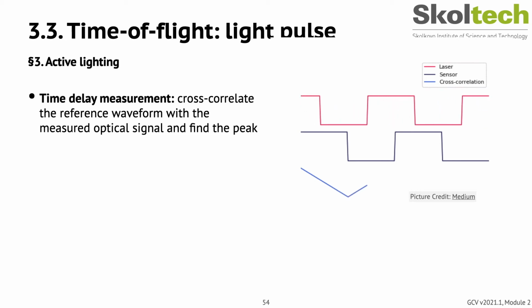This requires precise calculation of the time shift between the two signals. One approach to calculating the shift is to simply cross-correlate the reference waveform with the measured optical signal, and find the peak.